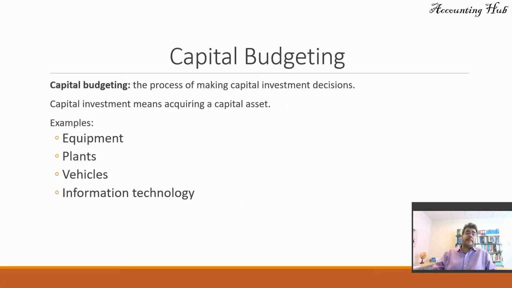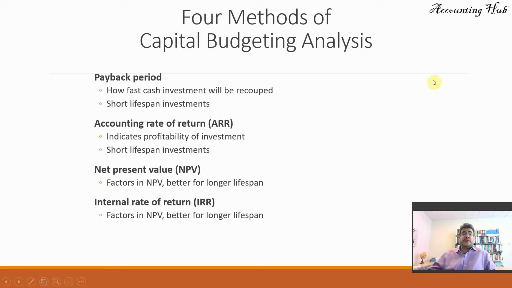So when we talk about capital budgeting, it is the process of making capital investment decisions. And capital investment means acquiring a capital asset, such as equipment, plants, vehicles, information technology, etc. There are four methods: payback, accounting rate of return, net present value, which is today's topic, better for longer lifespans, where the longer the better, and it is measured in currency, US dollars, euro, yuan, or Brazilian reais, that is my home country, etc. And internal rate of return. So our topic today is net present value.